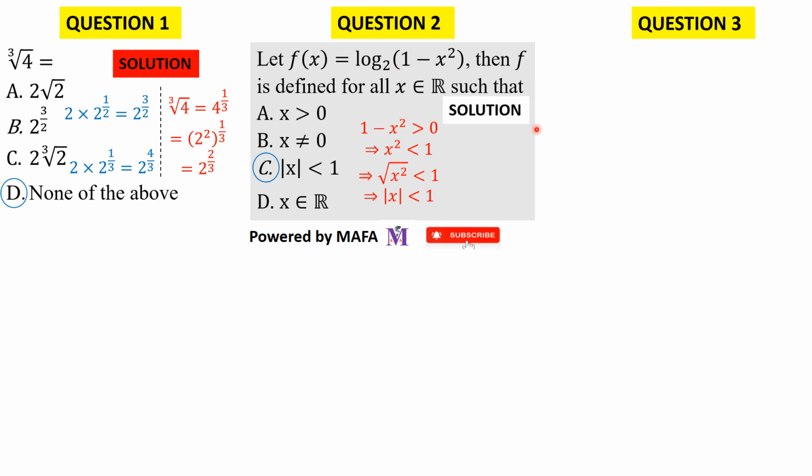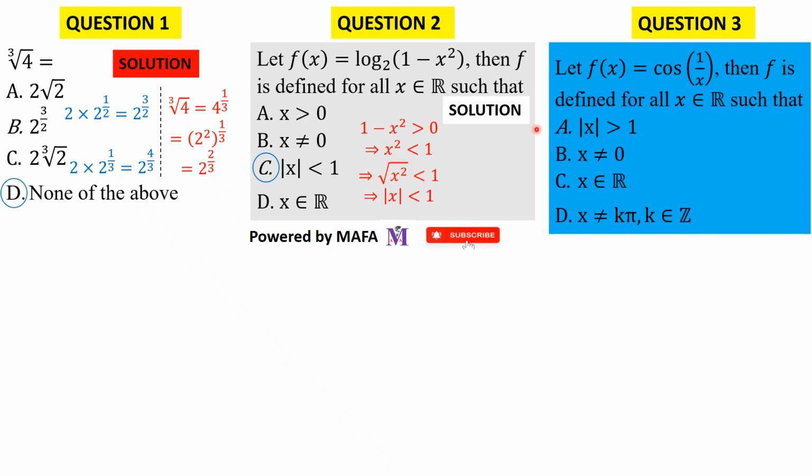Alright, so let us proceed to question number 3. It reads, let f of x be equal to the cosine of 1 on x, then f is defined for all x in the set of real numbers such that A, the absolute value of x is greater than 1, B, x is different from 0, C, x belongs to the set of real numbers, and D, x is not equal to k pi, where k is an integer.